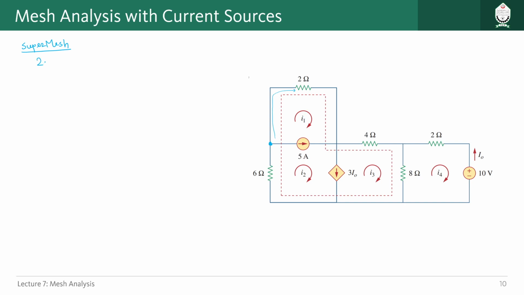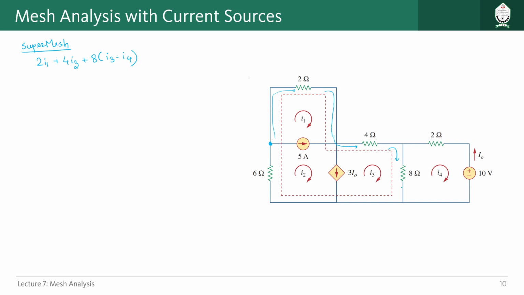so we can write 2 I1. Then I am going again in this direction. Here I3 current is flowing in this mesh, so we can write 4 I3. Then again we are going in this direction. Now for this particular 8 ohm resistor, we have two different mesh currents, I3 and I4. I3 is in our direction and I4 is in the opposite direction. So we have to write something like this: 8 multiplied by (I3 minus I4).